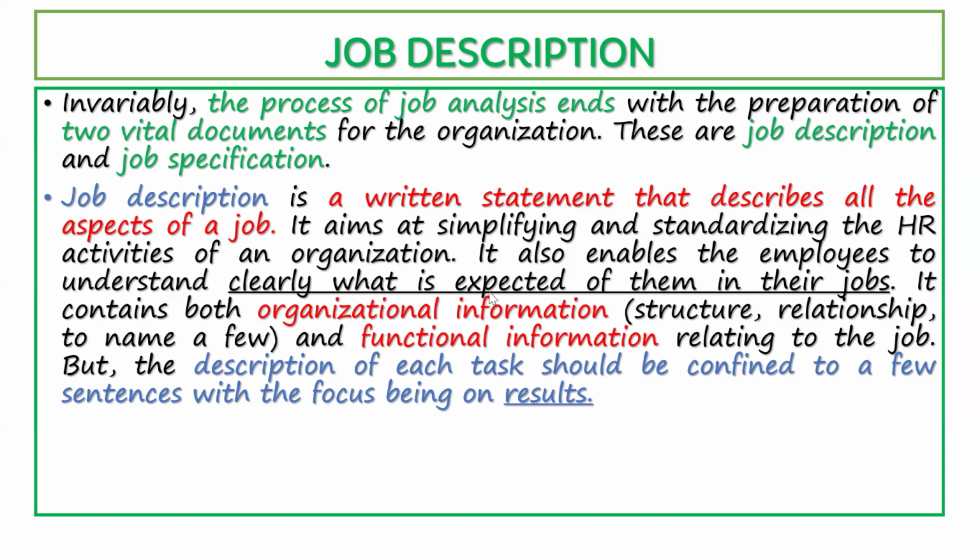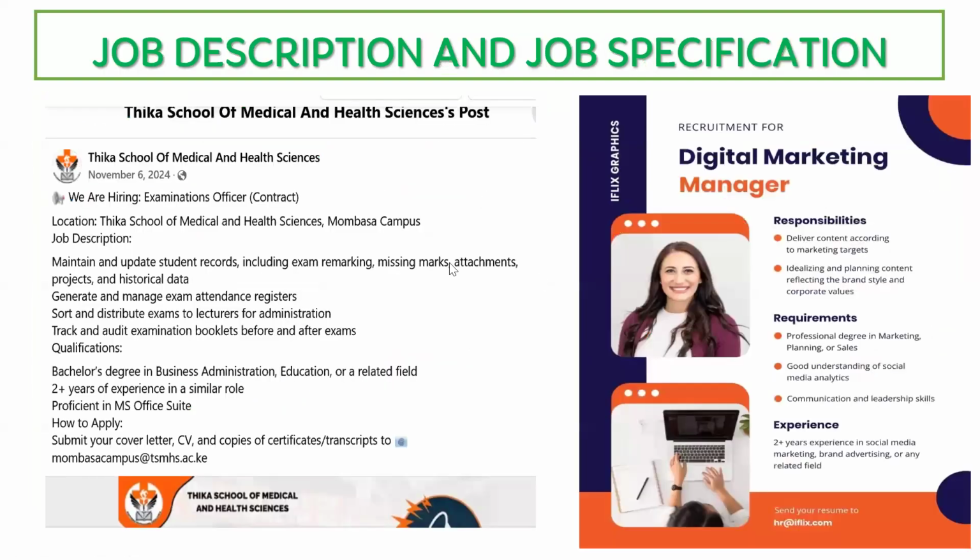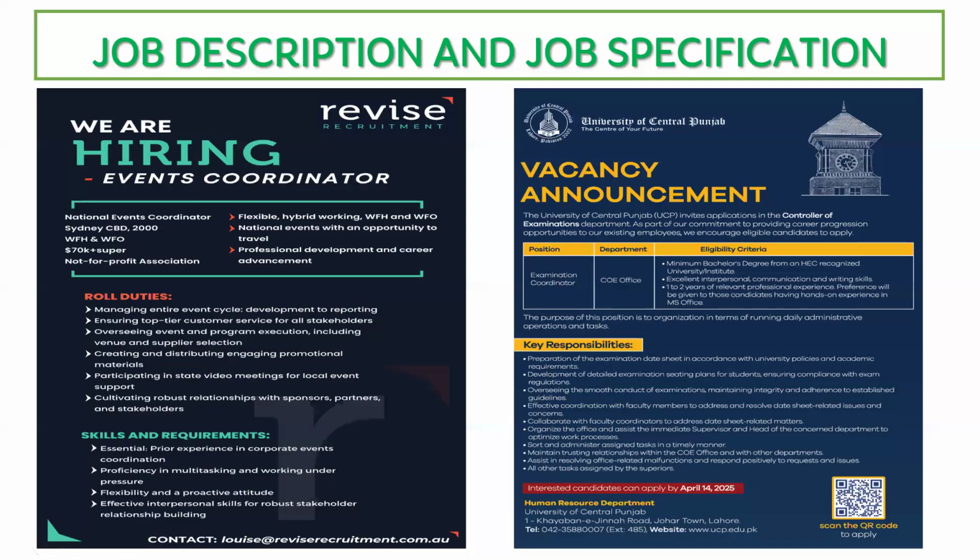But before the break, the job description helps the workers in an organization to know what is expected from them. It contains both organizational information, structure, relationship, to name a few, and functional information. So a good job description will always have the organizational information. For example, let us look at this, for example. This Thika School of Medical and Health Sciences. This is the organizational information. So job description will always have this one.